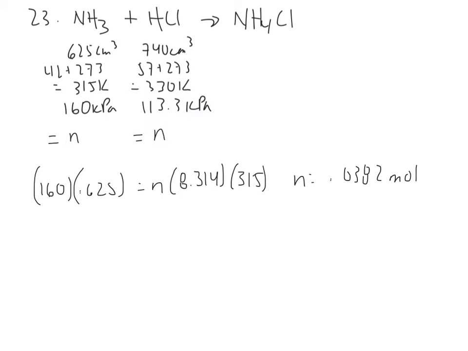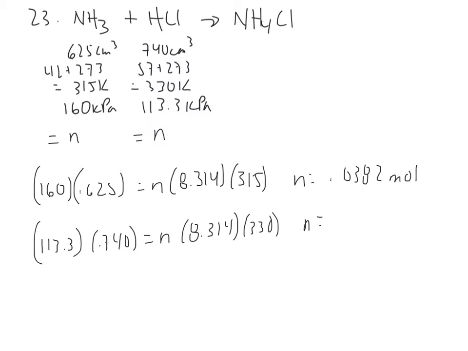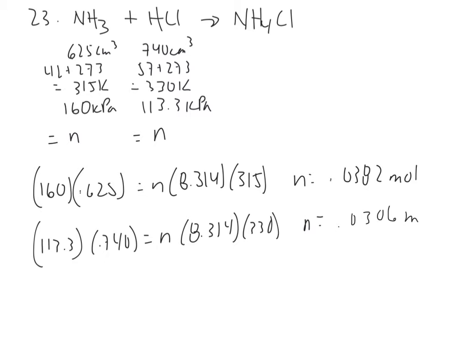For my second reactant, then 113.3 kilopascals, 0.740 decimeters cubed, and 8.314, and now the temp is 330. So n for my second reactant is 0.0306 moles. So my excess reactant is the NH3, and my limiting reactant is the HCl.